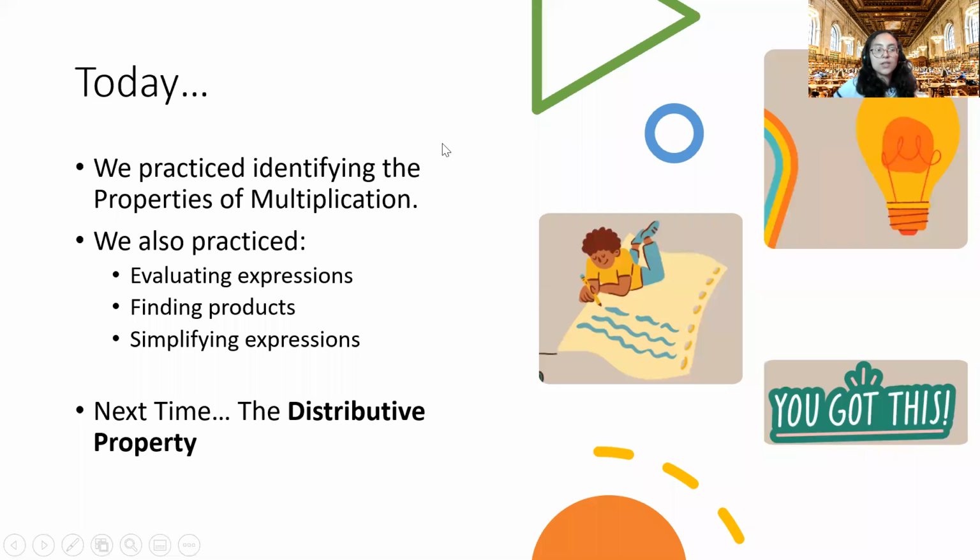So that is the conclusion of today's practice set. Give yourself a pat on the back. That was a very long set of problems. Today we practiced identifying the properties of multiplication by matching them with corresponding examples. We also practiced evaluating expressions and finding products and simplifying expressions in the end. Next time we will focus on the distributive property.